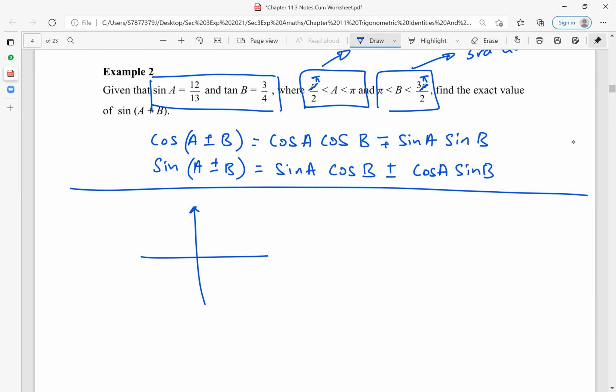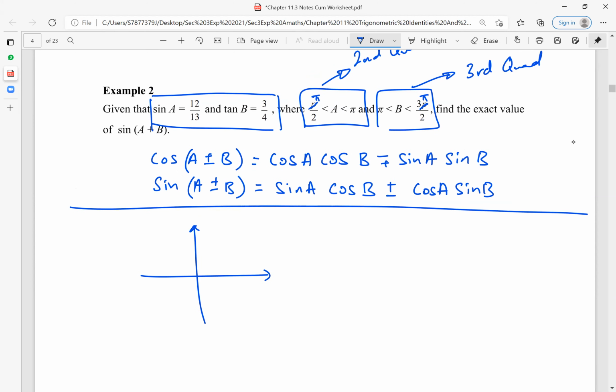I'm going to draw the A first. The A is in the second quadrant, so it's over here. From here to here is your A. This is your theta. They give you 12 over 13, so it's O over H. O is 12, H is 13. So the other part that you need to find is the adjacent part, which is 5, according to the Pythagorean triplets. If not, you can use Pythagoras theorem and work out the solution.